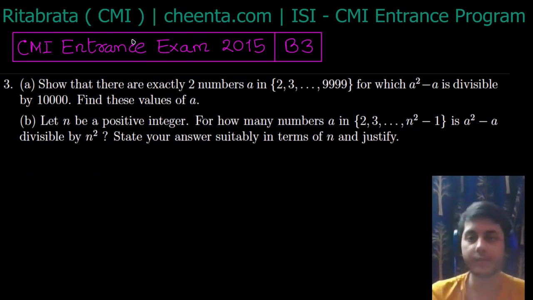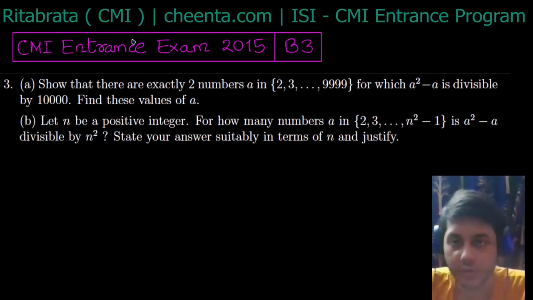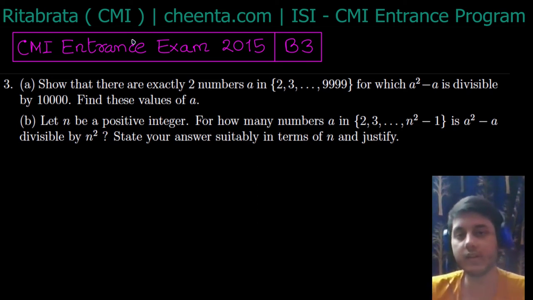So let's begin. For the first part, I have to show that there are exactly two numbers in 2, 3, up to 9999, for which a square minus a is divisible by 10,000. And I have to find these values of a. And for a given positive integer n, I have to count the number of a in 2, 3, up to n square minus 1 such that a square minus a is divisible by n squared. And I have to express the answer in terms of n. So let's begin.